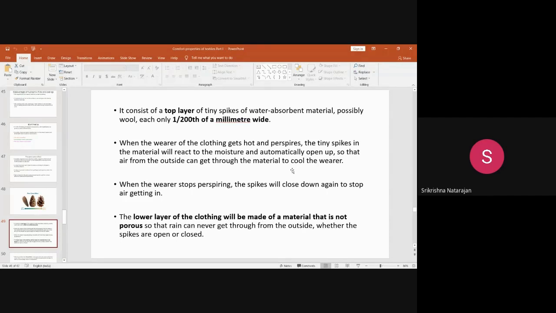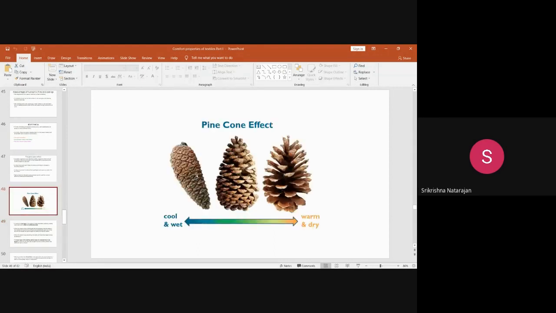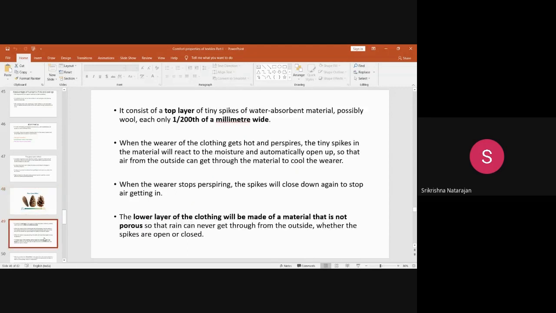But when the person stops perspiring, when the person is feeling cool, for example, if a person is wearing this garment which is made from this pine cone principle, he is sitting in the AC room. That time he will not perspire in the AC room. So in that kind of situation, what will happen? The spikes will close, so that further air will not get inside, because the person is already cool and comfortable. He does not want to further lose the heat. So that kind of fabric is called the pine cone principle fabric, which is a biomimetic textile.